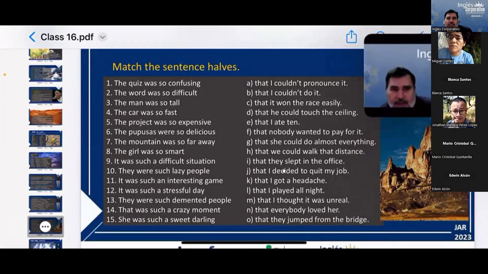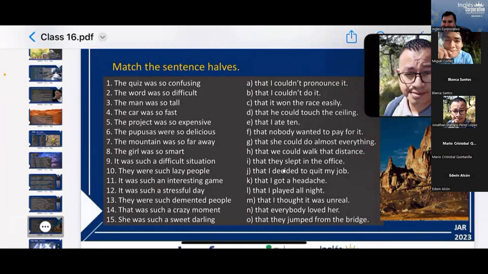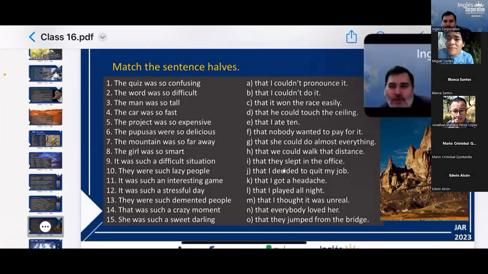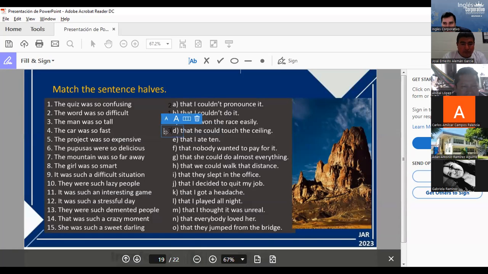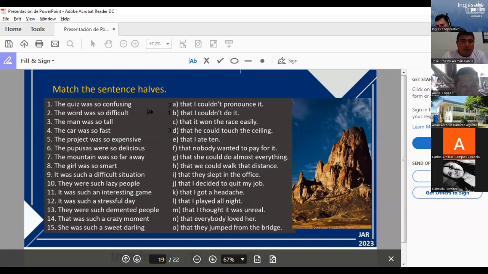Right? And the car was so fast. Son muchas letras. I am confused. No, go bit by bit. That's it. Letter D. Number four, letter C. Okay.